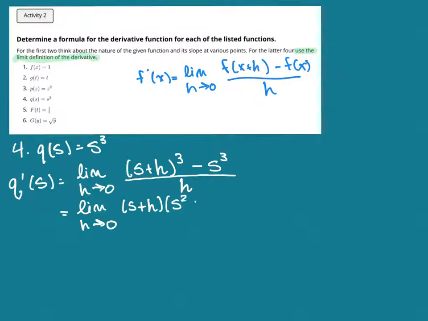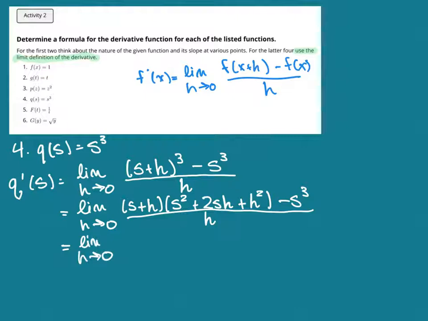That's s squared plus 2sh plus h squared minus s cubed all over h, which in turn is the limit as h goes to 0 of, gotta distribute and combine, s cubed plus 2s squared h plus sh squared plus h times s squared plus 2sh squared plus h cubed. Right? What did I just do in that step?